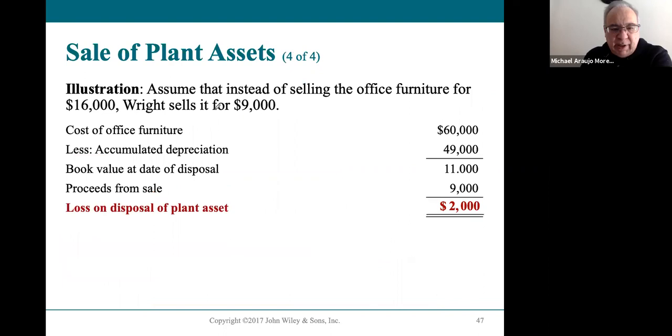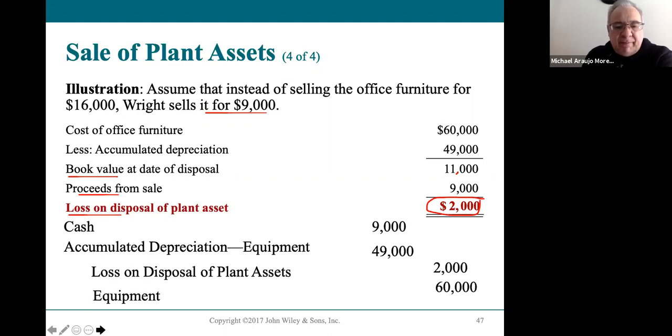What if they sold it for only 9,000 instead of 16,000? Well, basically, you still have a book value of 11,000 here, but now you only have 9,000 of proceeds. The difference is $2,000, and that's $2,000 short, so it's going to be a loss on the disposal of the asset. In which case, the loss should be on this side, should be the typical.